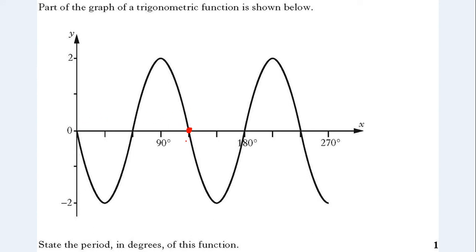Now this point's not marked, but we've got 180, 90. So I reckon this is going up in 30s. Okay, let's just check that. 90, add 30 is 120, add 30 is 150, add 30 is 180. So this is going up in 30s. So this point here is 120. So the period is 120 degrees. It repeats itself every 120 degrees.